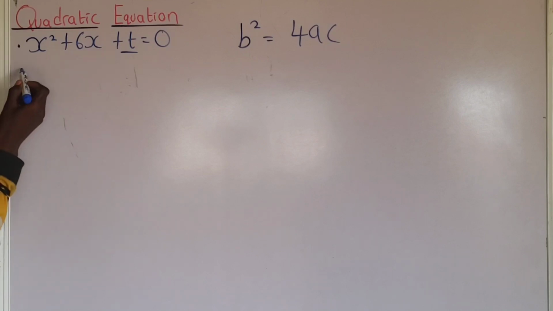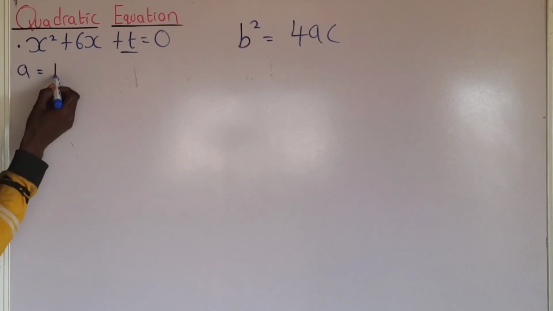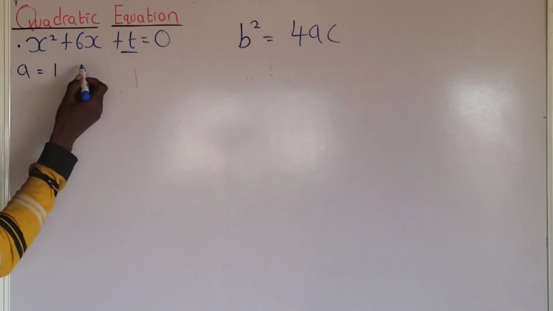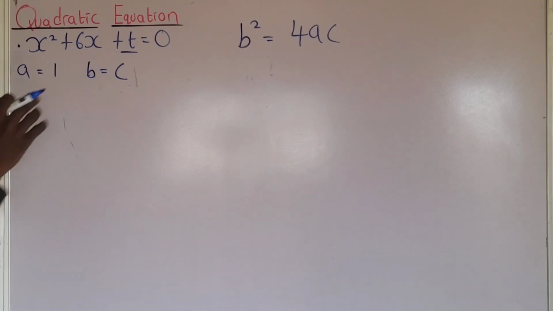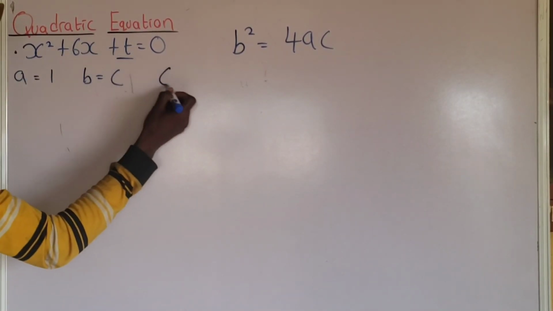A is the coefficient of x squared. The coefficient of x squared in this quadratic equation is 1 because it is unity. So a is equal to 1, and b is the coefficient of x, which is 6. So b equals 6, and c is the constant term, which is t. So c is equal to t.